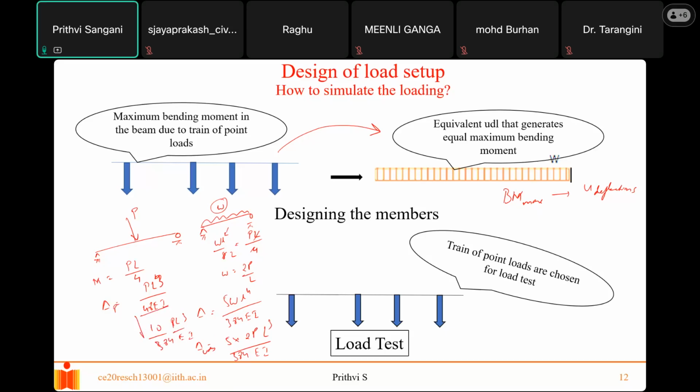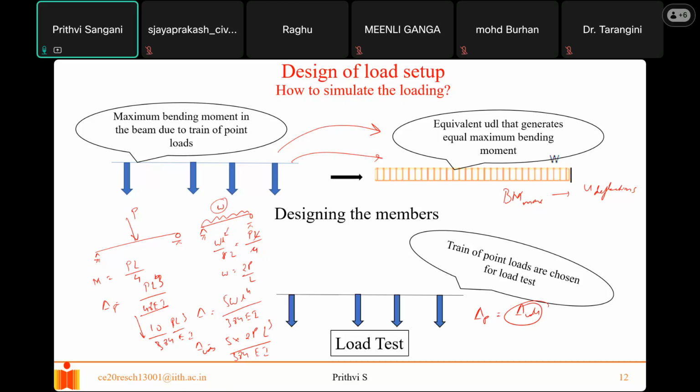Can you compare these two values? Yes, UDL is giving higher deflections, right? So then you can't simply do an equivalent UDL study, because UDL will give you much higher deformations, and that is not going to be an equivalent, and that will be more conservative as well.